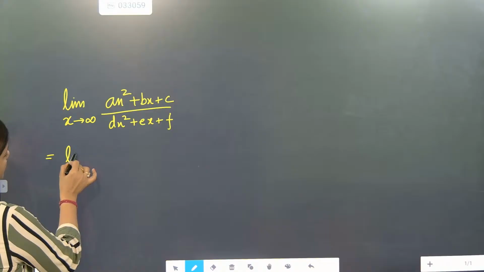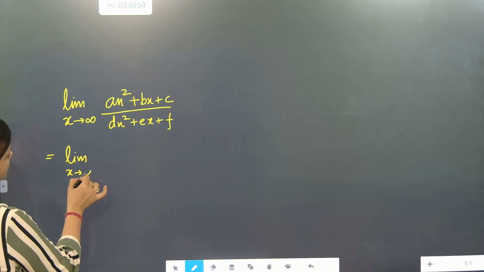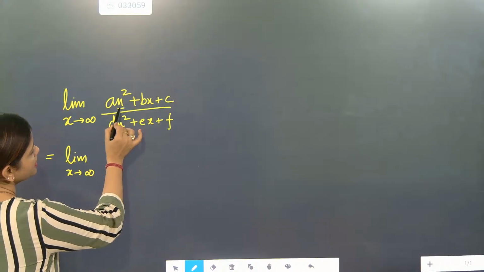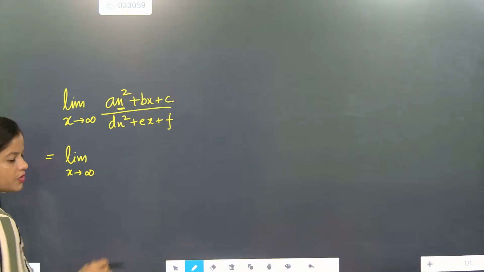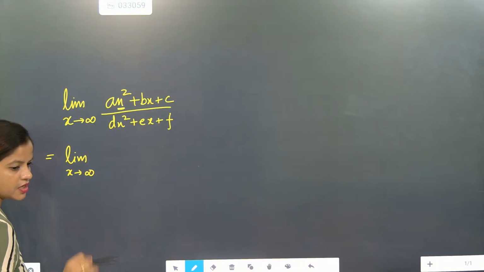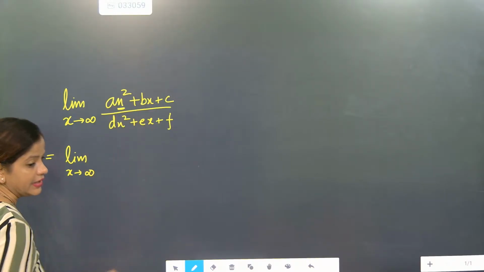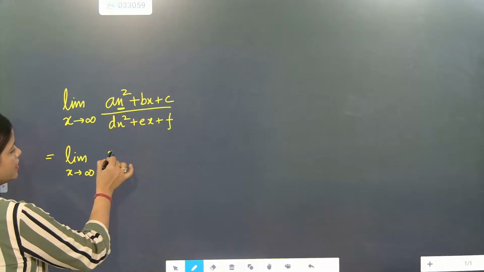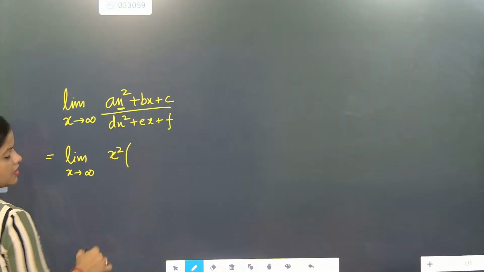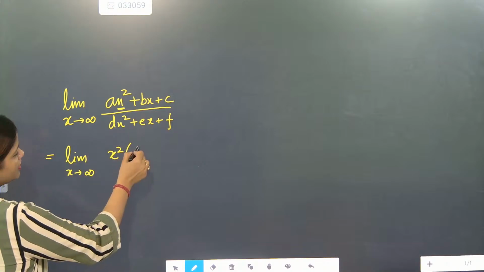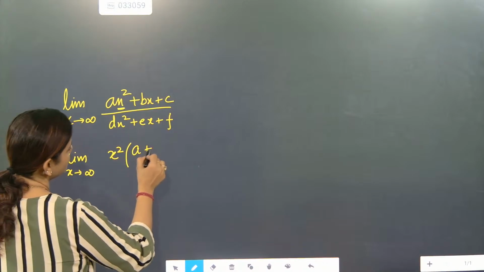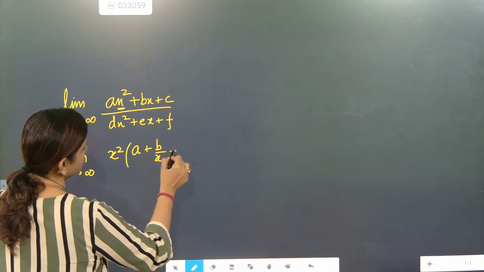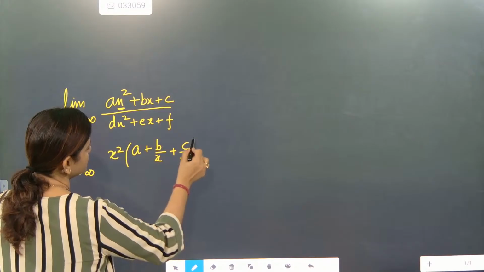So now look here, limit x tends to infinity. First we will take the highest degree of x out. What is the highest degree of x? The highest degree of x is x square. We will take out x square. If x square is coming out from the numerator, what is left here? A, then b by x and c by x square.